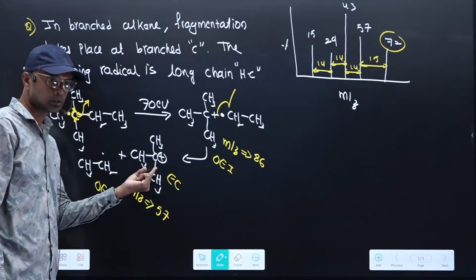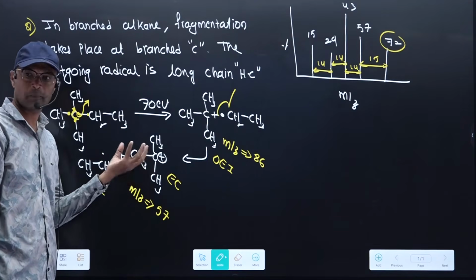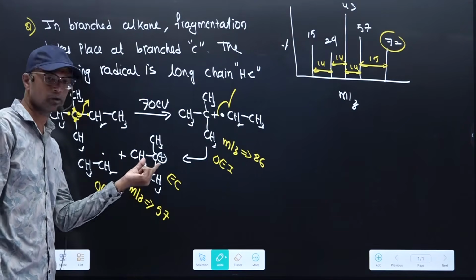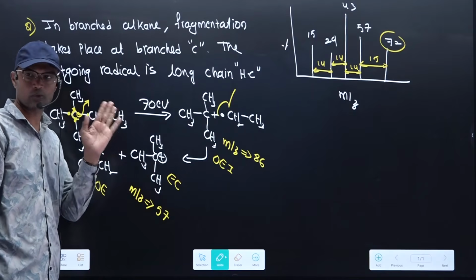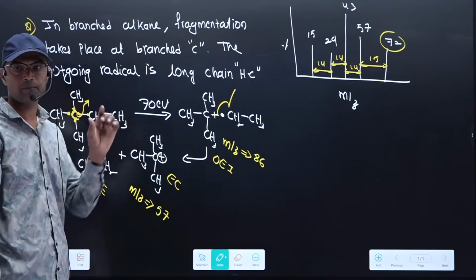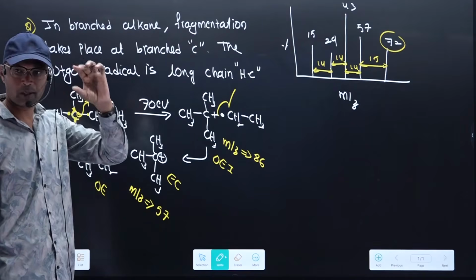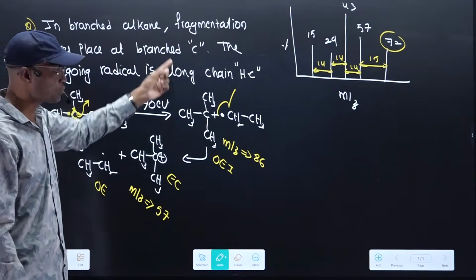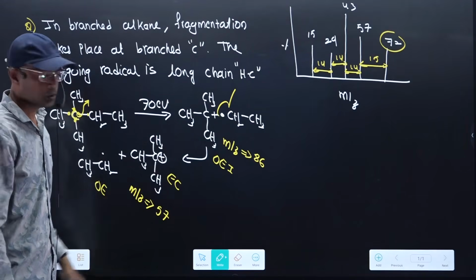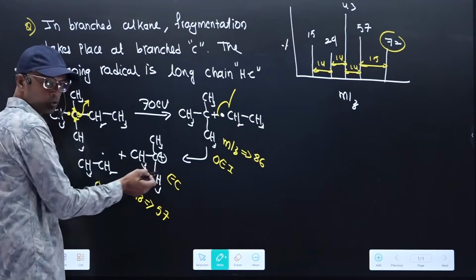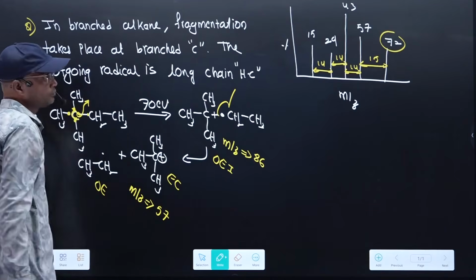But here, there is no independent electron. All are paired arrangements of electrons. So I can say it is an even electron ion. You follow the rules. That is the use of mass spectrometry. If you know the mass spectrometric pathways, fragmentation rules are very easy. So, this fragmentation is correct according to the rule.